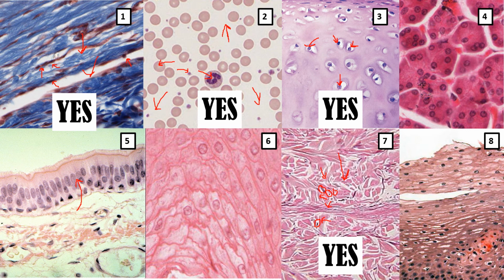All of the other images here are epithelial tissues. So you can see how the plasma membrane of adjacent cells is really right on top of each other, which we don't see with the connective tissues.